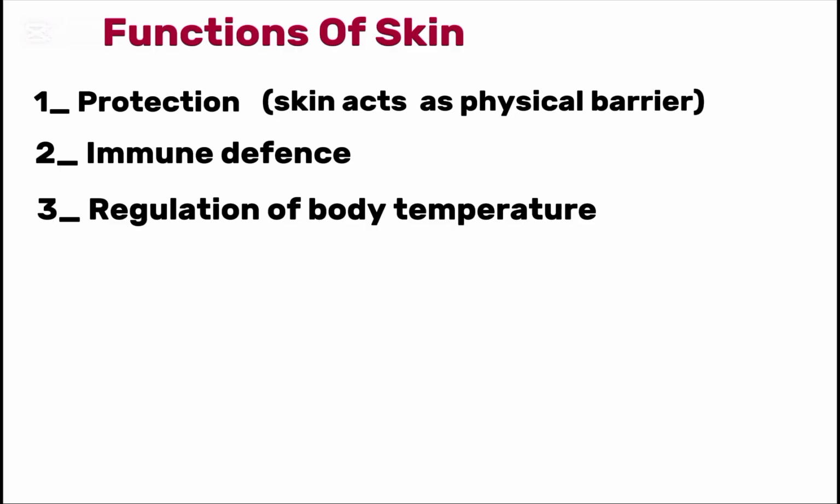When body is too hot, like in summer season, then sweat glands produce excessive sweating. In this way, skin helps in removing extra heat from the body. In the same case, when body is too hot, then blood vessels in the skin dilate and it allows the heat to leave from the body. In case of winter season, when body is too cold, then the blood vessels in the skin constrict and it helps in preserving the heat inside the body.